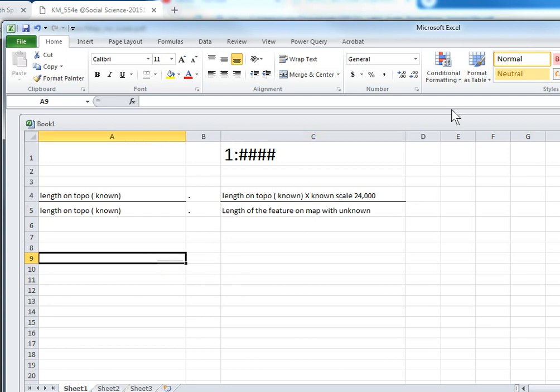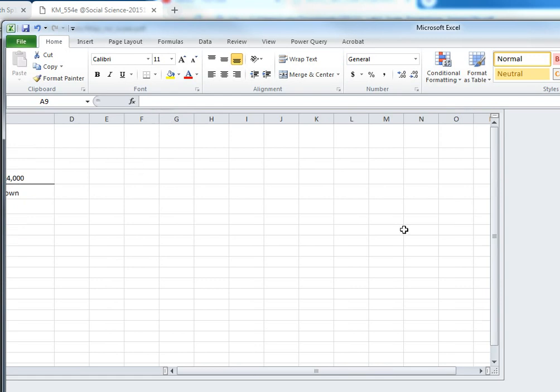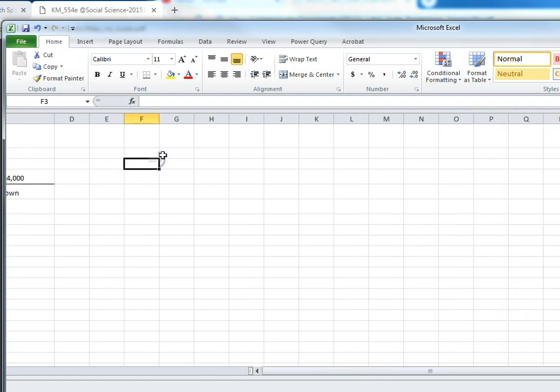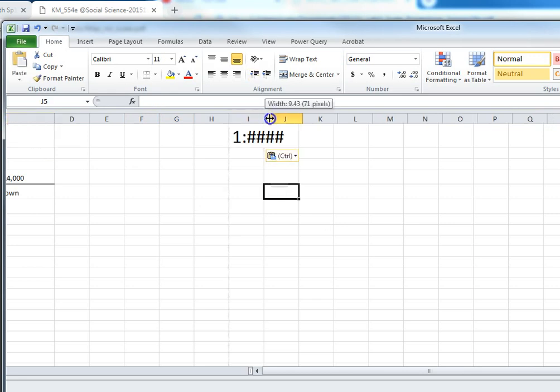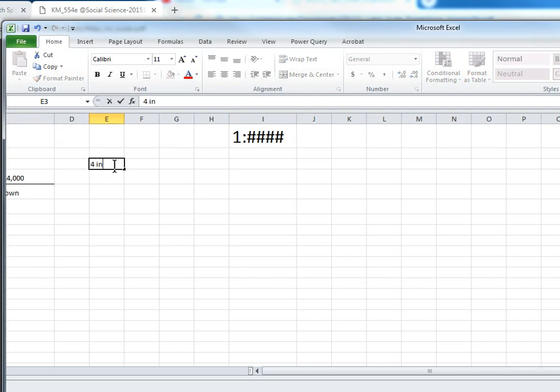I also ask you in this lab to convert a word scale to an RF. So remember, that's what you want to end up with. If I give you 4 inches equals 100 miles, you can do the conversion here, but it's a lot easier just to divide both of these by 4. So then I'm going to end up with 1 inch equals 25 miles.